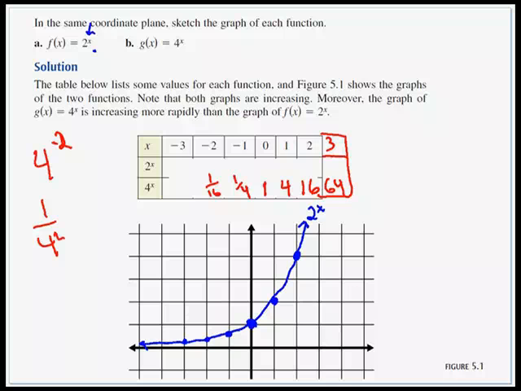If we did go one more on the plus side, 3, 4 to the third is 64. And if we start to notice the pattern on our fractions: 4, 1/4. 16, 1/16. 64, this is going to be 1/64.